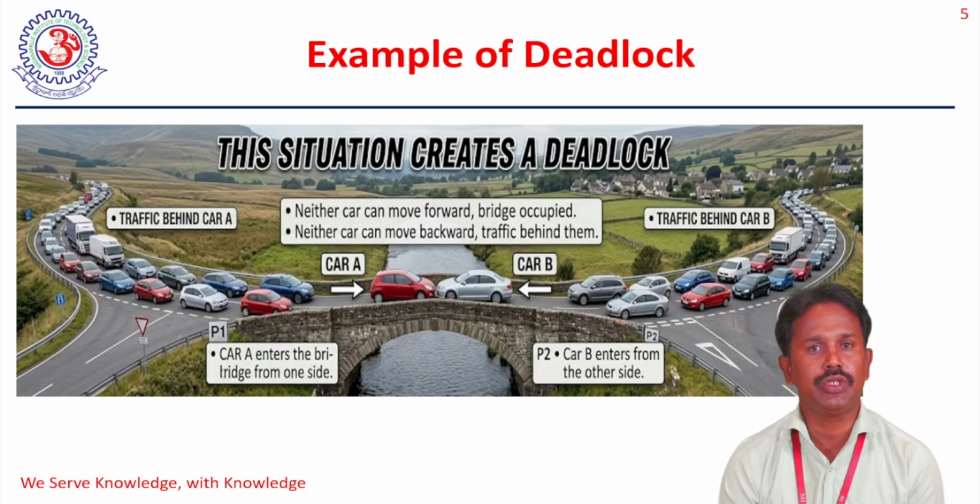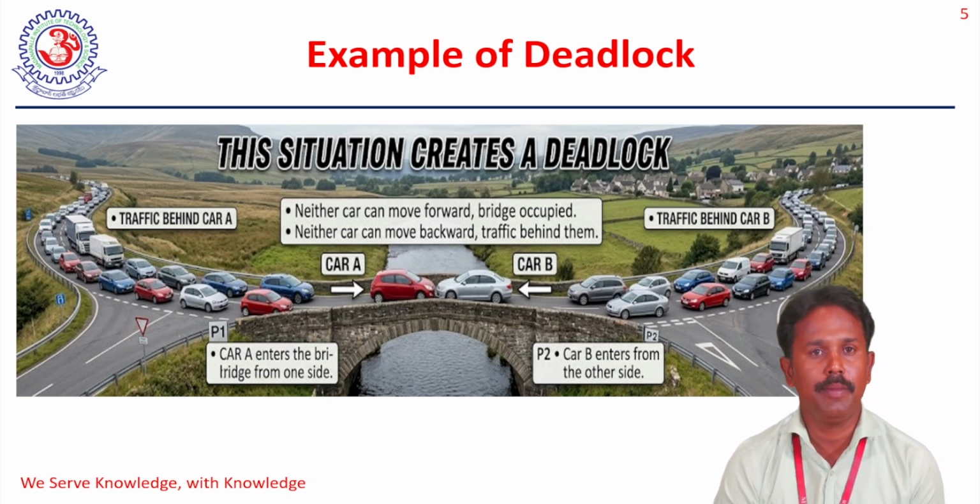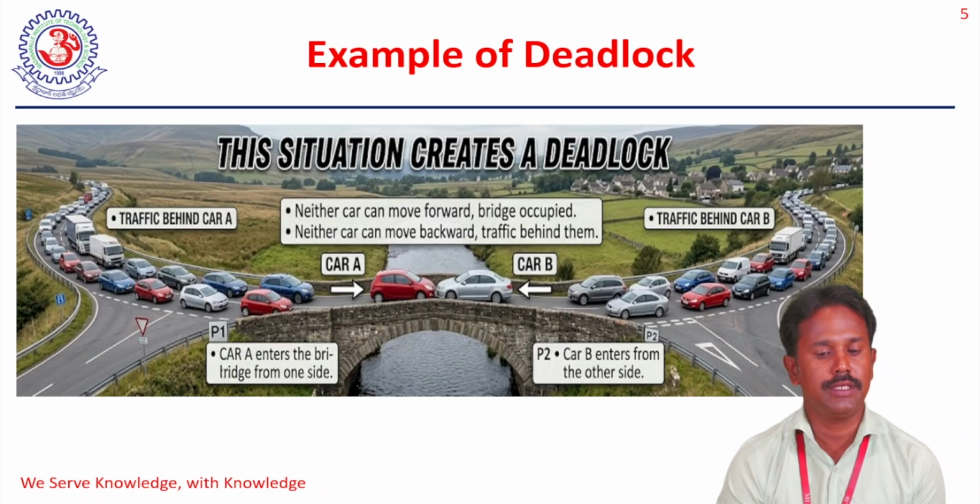This figure shows the real-time example of a deadlock. There is traffic behind car A and traffic behind car B. Car A enters the bridge from one side and car B enters from the other side. Neither car can move forward because the bridge is occupied. Neither car can move backward because of the traffic behind them. So both car A and car B are in a deadlock situation.